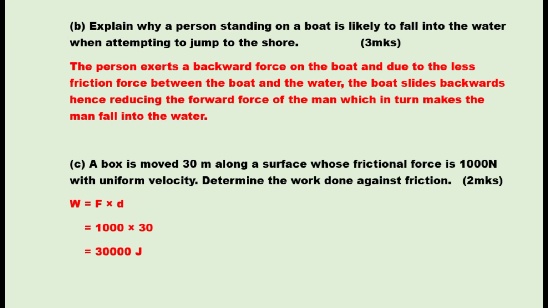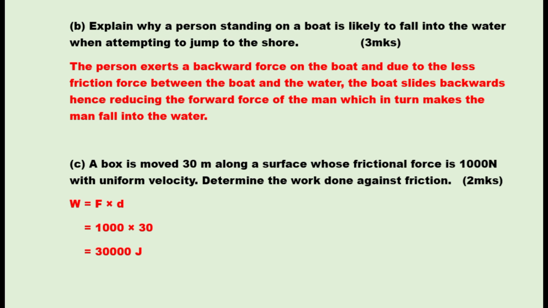Explain why a person standing on a boat is likely to fall into the water when attempting to jump to the shore. So the person exerts a backward force on the boat, and due to the little friction between the boat and the water, the boat slides backwards, hence reducing the forward force of the man, which in turn makes the man fall into the water.